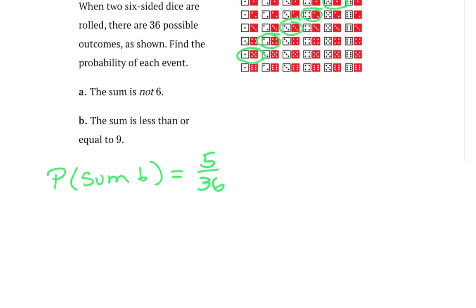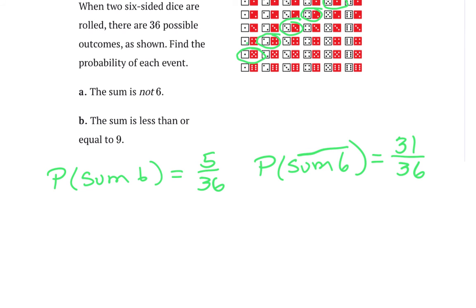So the probability that it's not 6 would equal 31 out of 36. So it's that whole number, that 36 out of 36, taking away those 5 out of 36.